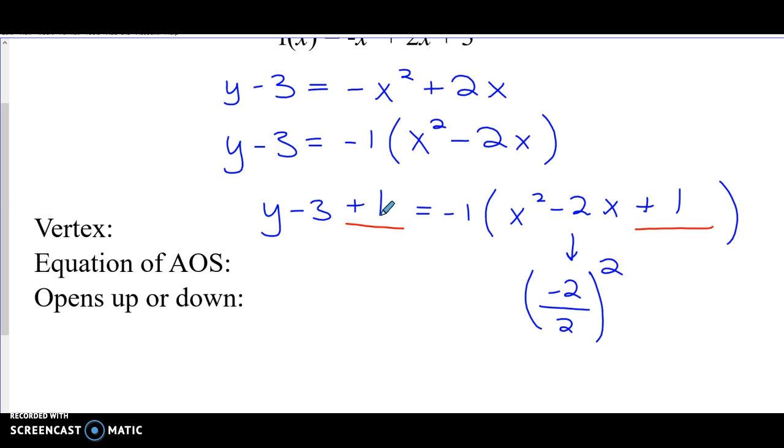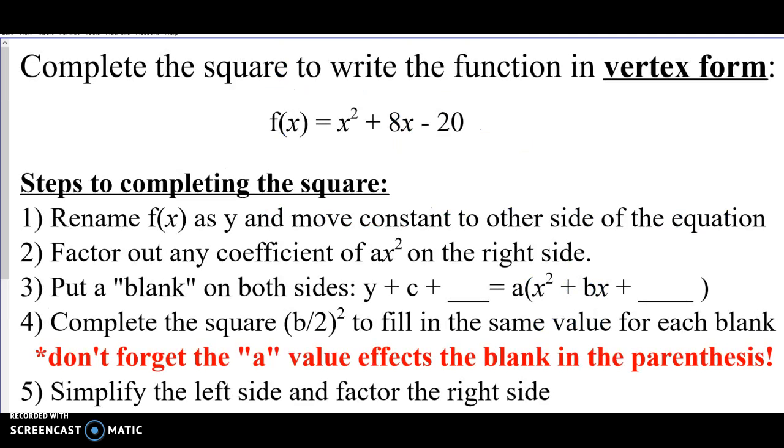I will tell you that that is wrong. We just did something wrong. I'll tell you that this is right. That is definitely right, +1. However, this is wrong. And if you go back to that slide, and I told you to read that red sentence, read it real quick again. Don't forget that the A value affects the blank in the parentheses.